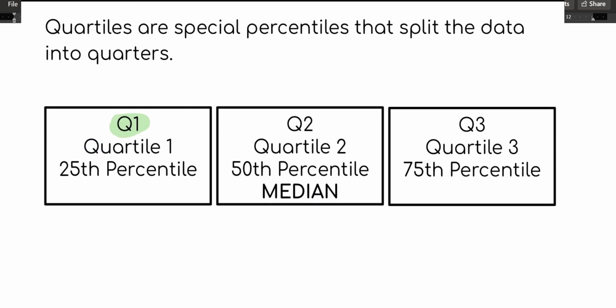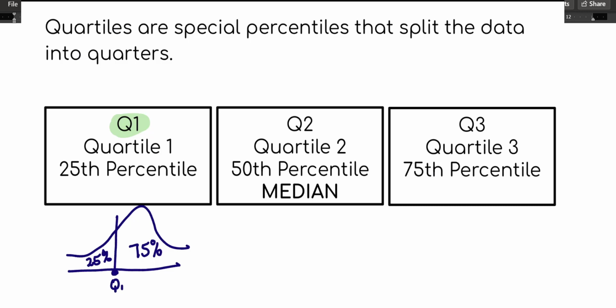And just to show you what it is you're finding, so let's say I have the data here, so it's going to separate the lowest 25% from the upper 75%. That's the Q1, whatever this number is here.